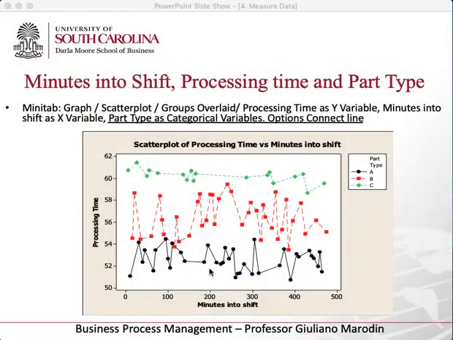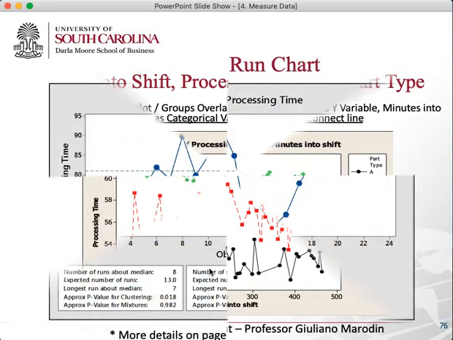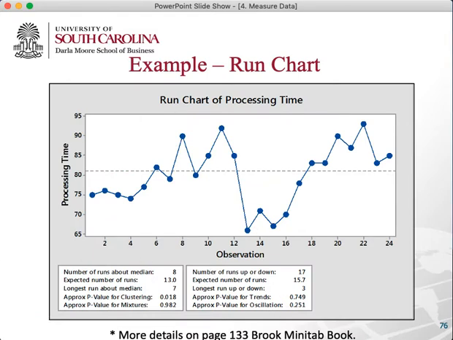Minitab also allows you to take a more sophisticated look at run charts, and that's the one we're going to look at next, because it will give you some statistics. You have more details of that on page 133 of the Minitab book, but I will explain roughly what it means.